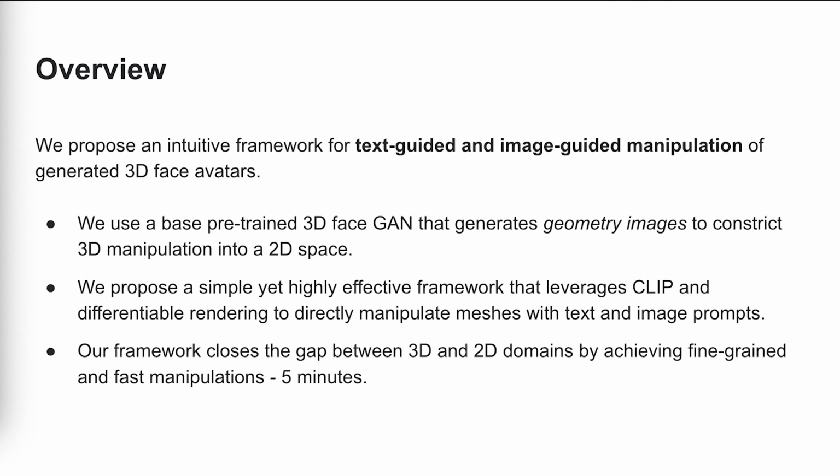To do this, we use TBGAN as our base generative model, which generates geometry images. We leverage this image-like 3D geometry format and propose a framework that leverages CLIP and differentiable rendering to manipulate meshes with text and image prompts in only 5 minutes.